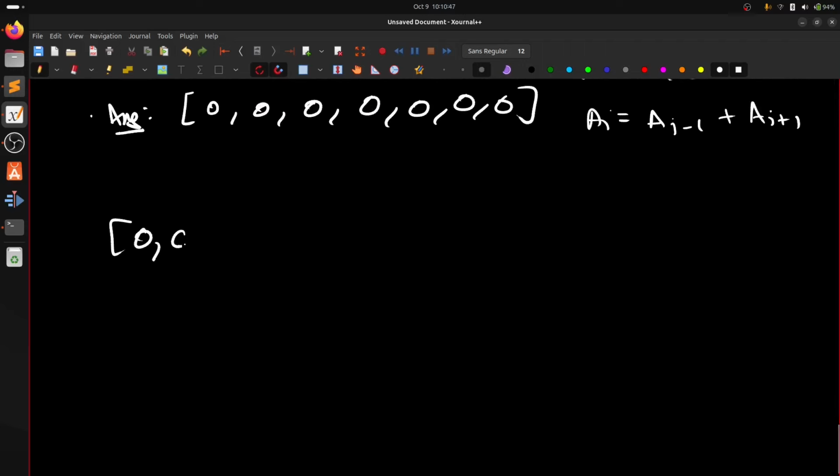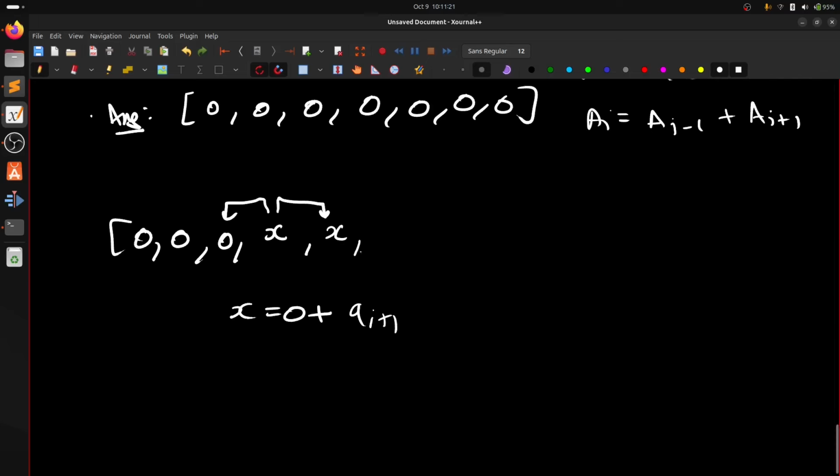So assume that some elements are 0, right? And then the first positive element is x. Now, what can we say about x? So x will be equal to the sum of these two adjacent elements, correct? That means x is equal to 0 plus the next element, whichever is next. So the next element is also equal to x, and we have that these two x will appear as a pair.